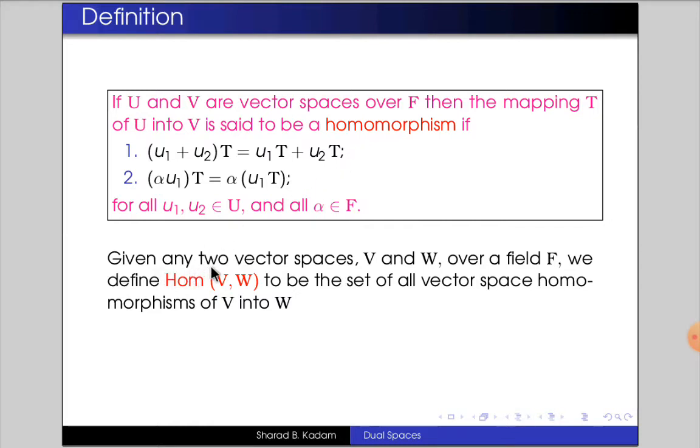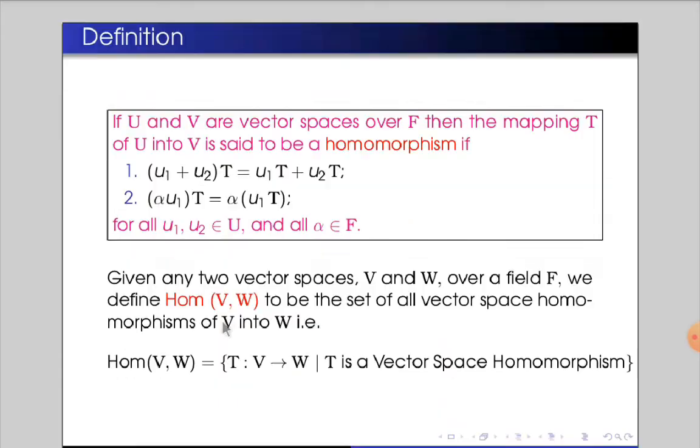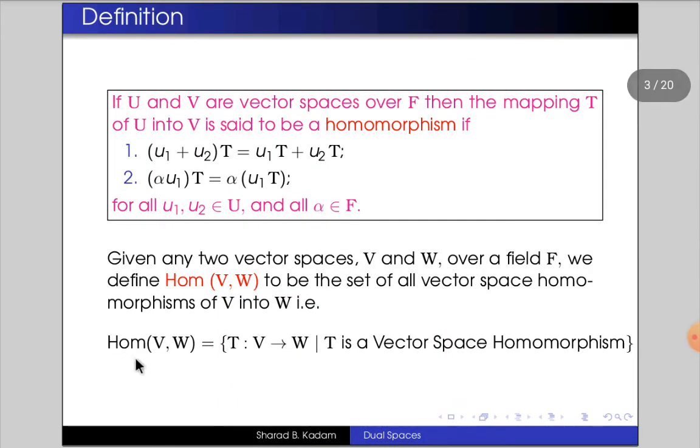Next, we are given any two vector spaces V and W over a field F. So we define a set denoted by this notation to be the set of all vector space homomorphisms of V into W. That is, the set of all homomorphisms of V into W is nothing but the collection of all the mappings T from V to W such that T is a vector space homomorphism.